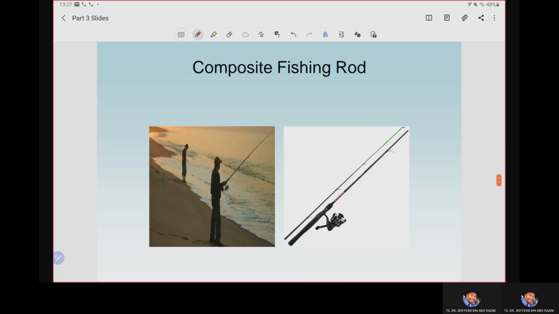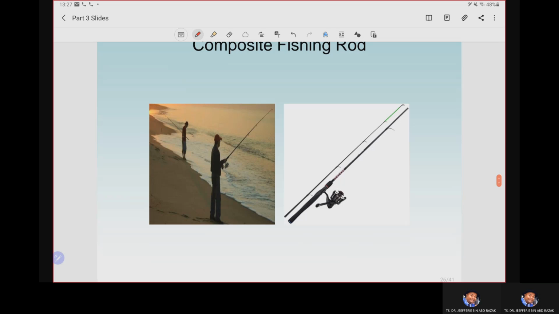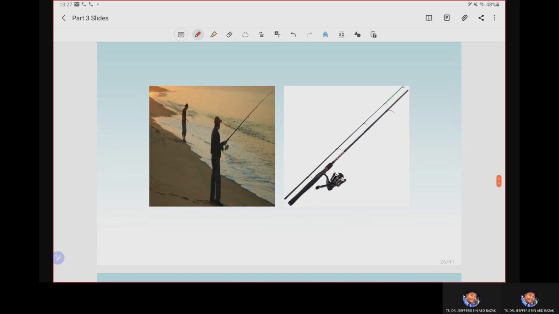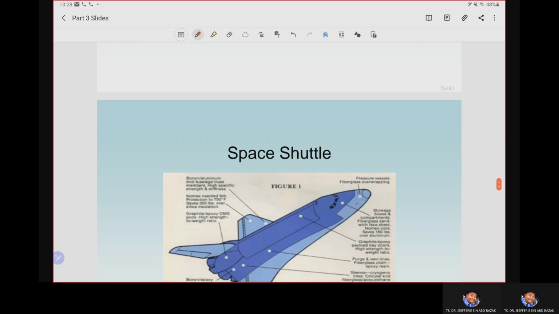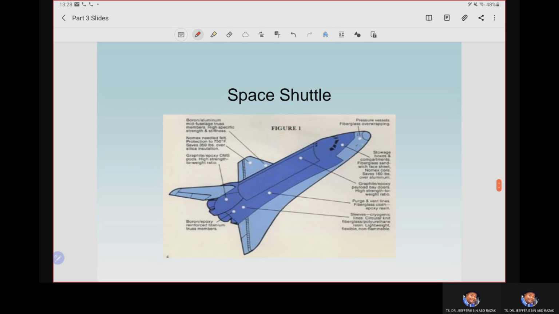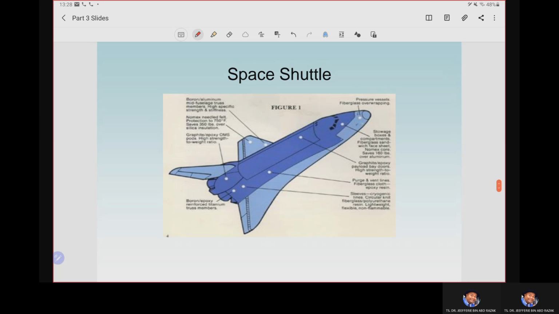Next we have the composite fishing rod here, for better strength with superior resilience. As you can remember from the terminology of resilience, the deformation happens only in the elastic region. So composite can offer this kind of behavior. For the space shuttle, many high temperature parts, like the space shuttle engine inside here and the nose cone here, are made from CMC, the ceramic matrix composite, for better durability in high temperature environments.